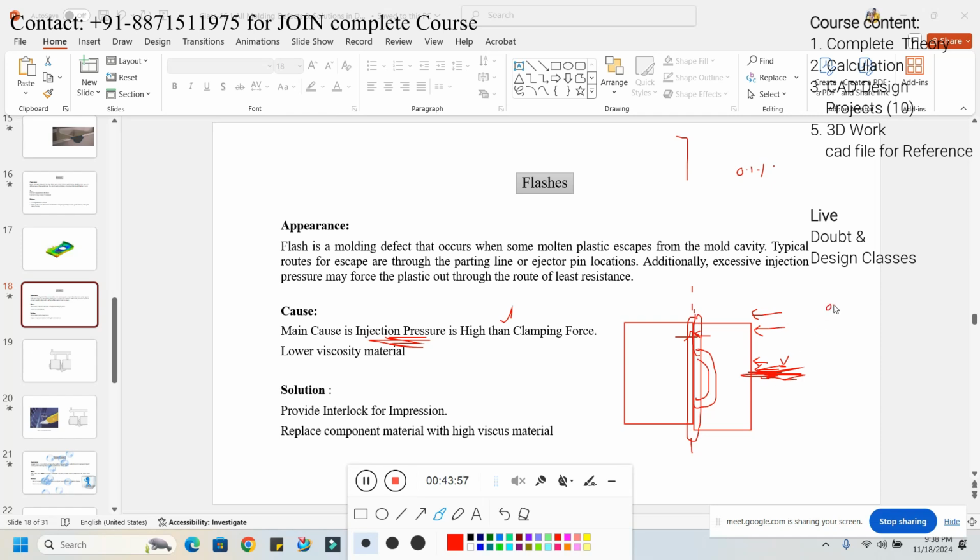For example, for 1 second, or half a second, or 1.5 seconds, it will create the flashes and escape the material from there. And one of the reasons is that, for example, you have created the vents depending upon the PC material, because PC is a higher viscosity material, right?